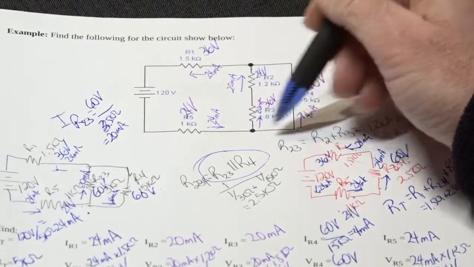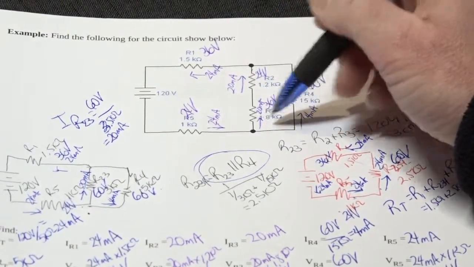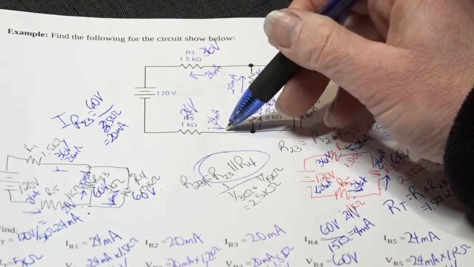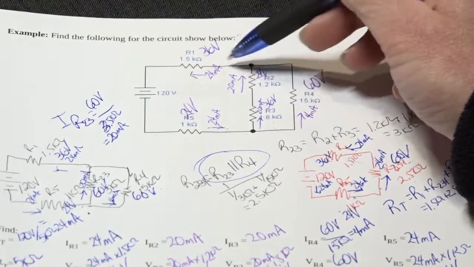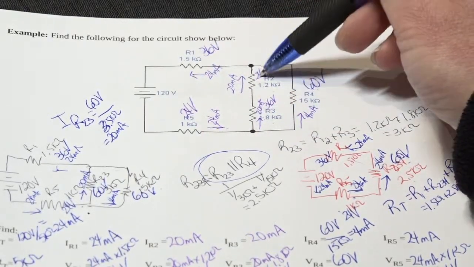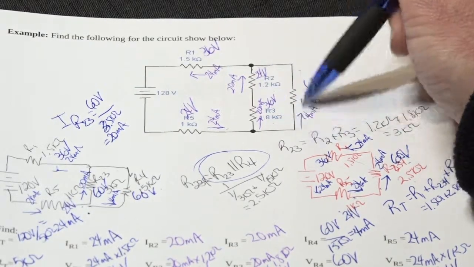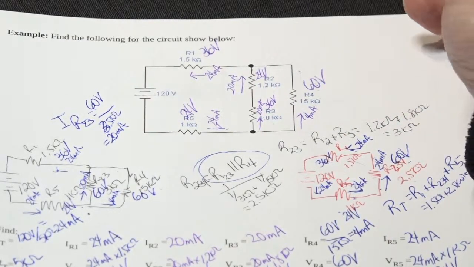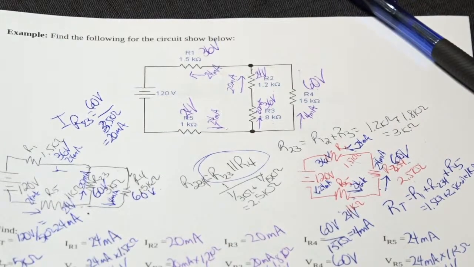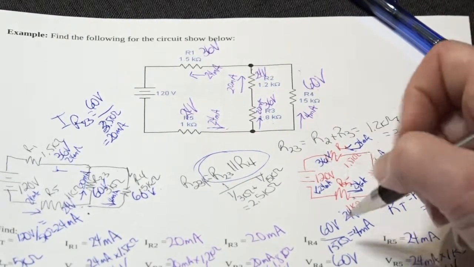So at no point in time is Kirchhoff's current law violated, because we got 20 and 4 add up to 24, or Kirchhoff's voltage law, 24 and 36 add up to 60, right? In that closed path, we are doing good. So let's make sure that our power is all copacetic.